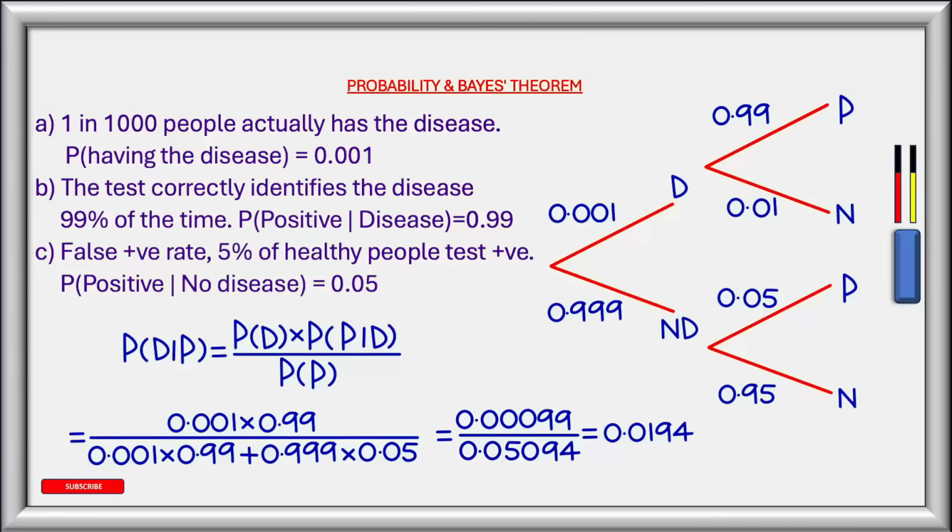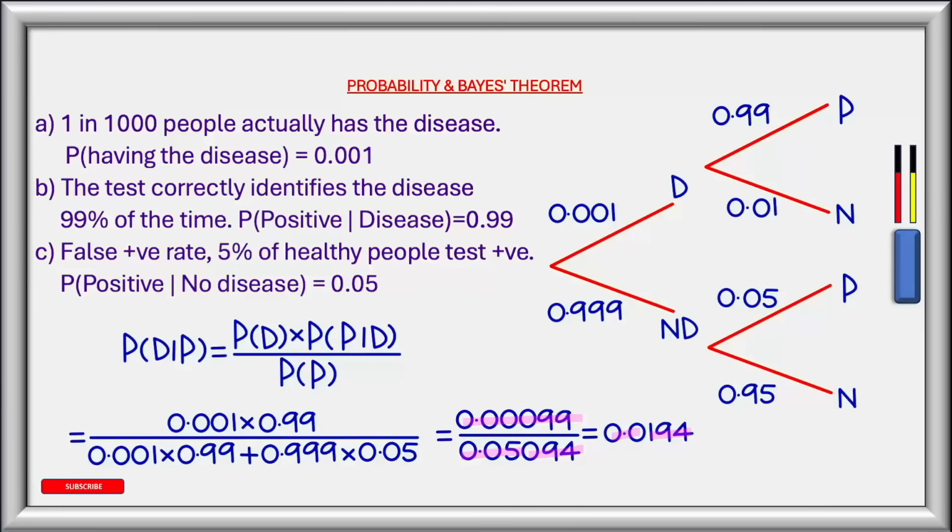And if we multiply these numbers out, in the numerator we have 0.00099 divided by the denominator, which is 0.05094, and this gives 0.0194, so a bit less than 2%.